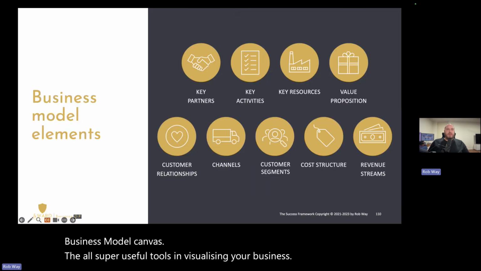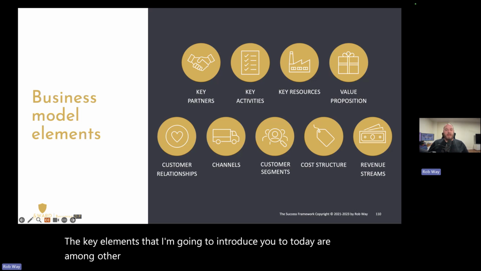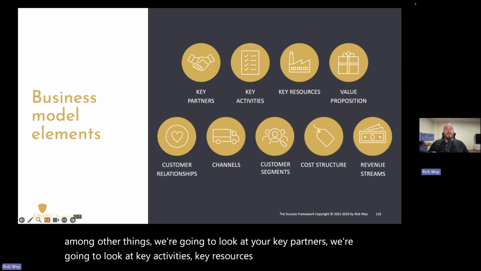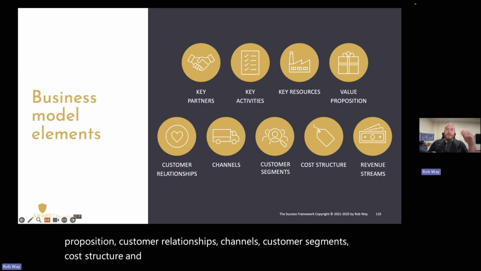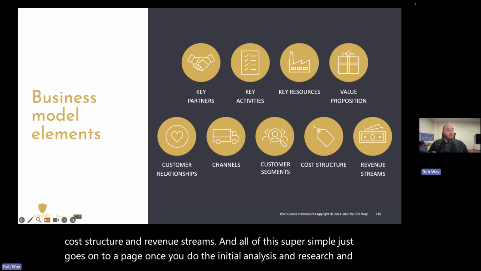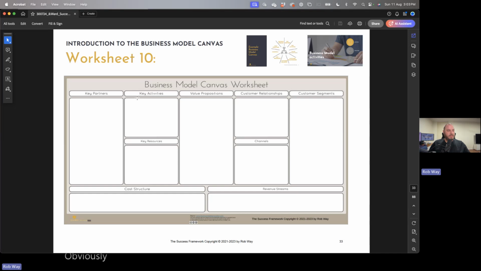The key elements that I'm going to introduce you to today are, among other things, we're going to look at your key partners. We're going to look at key activities, key resources, value proposition, customer relationships, channels, customer segments, cost structure, and revenue streams. And all of this, super simple, just goes onto a page. Once you do the initial analysis and research and writing, you also have your template, which you can use. Obviously, it's going to reflect some of the stuff we're going over. You'll see the business model canvas on there, which we'll use. You might need to use a couple of copies over time, but I think you'll get it pretty quick.